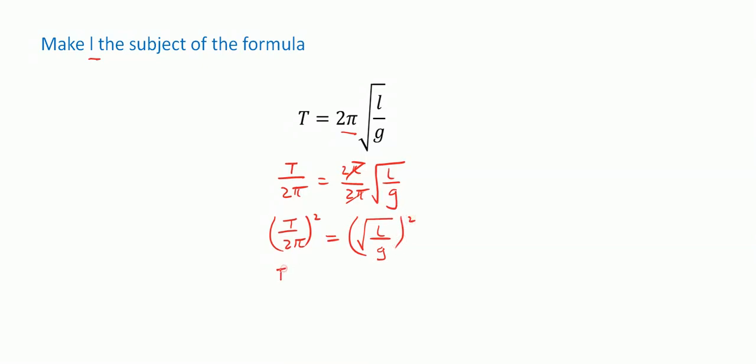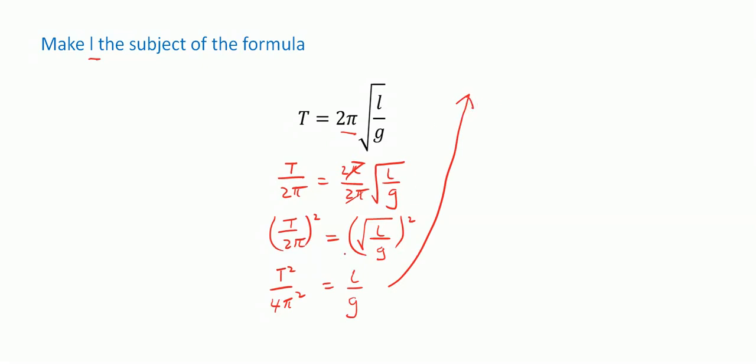So we're going to end up with t squared over 4 pi squared, right? I'm just applying our rules for indices. T squared gives us t squared, and 2 pi squared gives us 4 pi squared, not 2 pi squared, right? And this becomes L on G. So, okay, let's just shift to this side here.